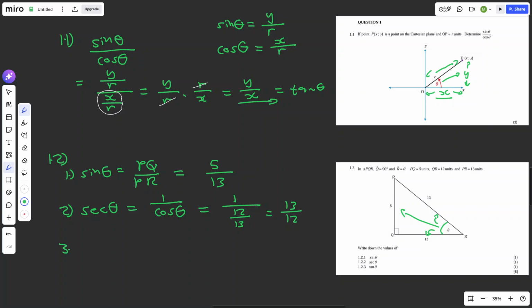And then the last question, here we want to find tan of theta. If we refer back to our previous question, we can see that y over x is actually tan of theta. So if we go here, y over x would have to be opposite over adjacent, right? So opposite is 5 and adjacent is 12. And that is basically it.